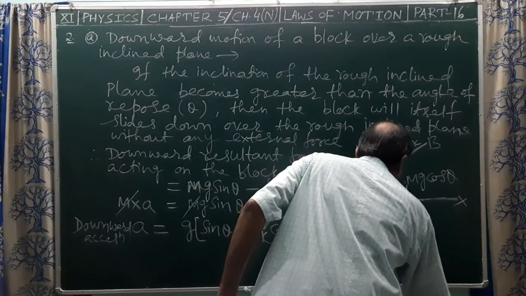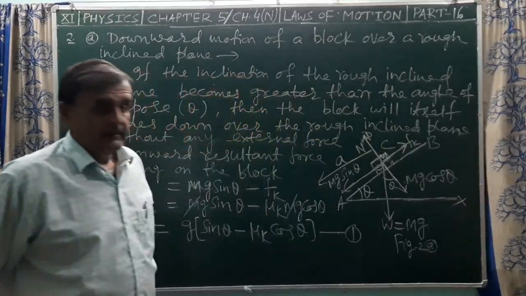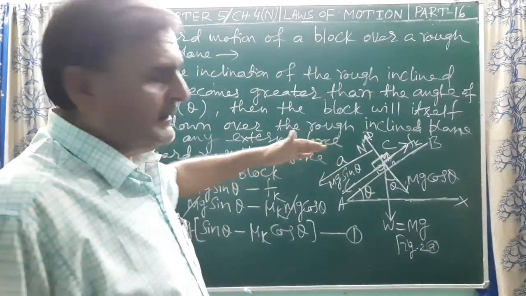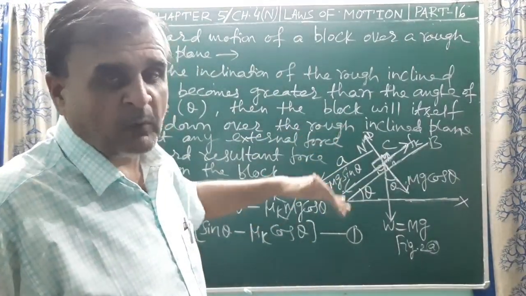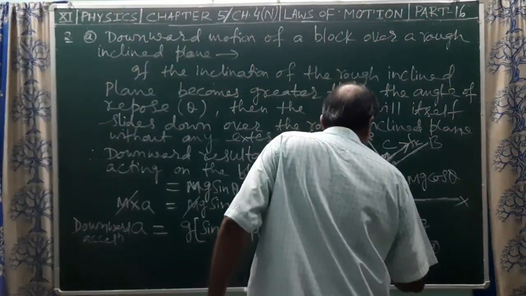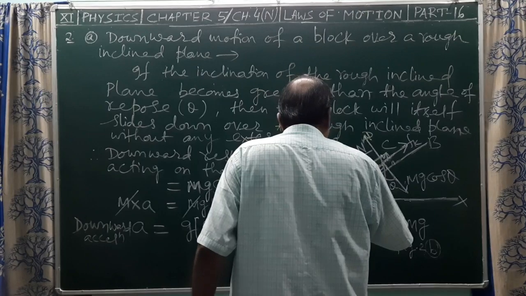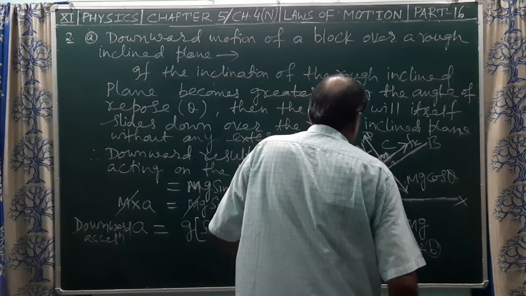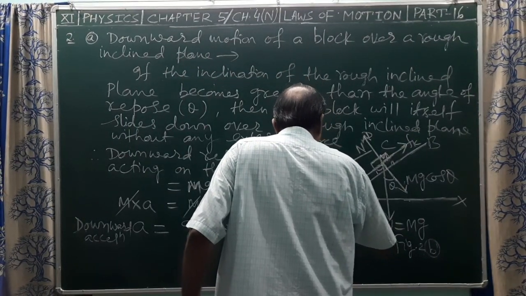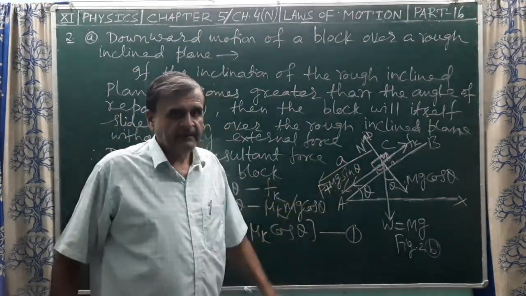But what if the angle of inclination of the inclined plane AB is smaller than the angle of repose, then some external force will be needed to move the block downward. Let that external force be P. Another figure we can sketch: in place of mg sin theta, now two forces will act along the incline in the downward direction. One force is the external force, and another force is the component of weight, mg sin theta.